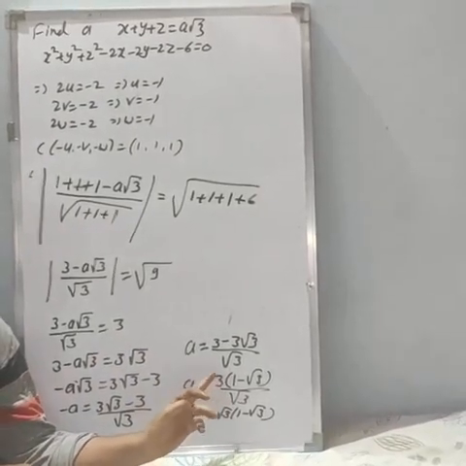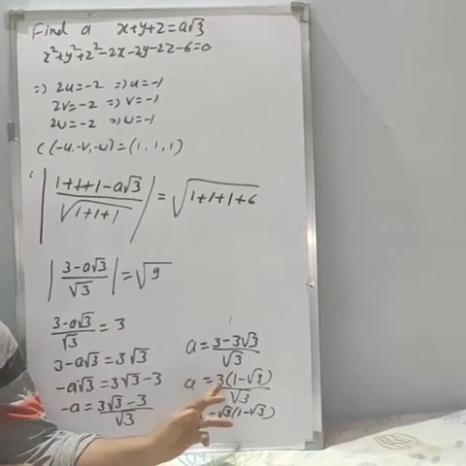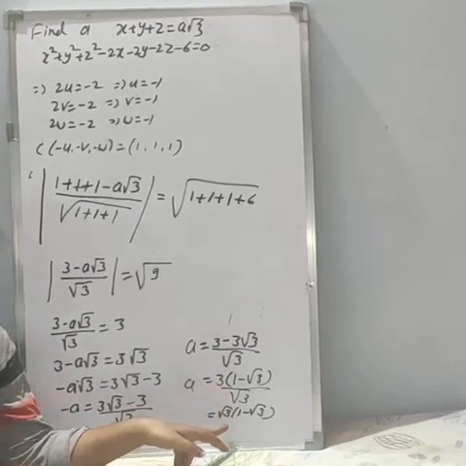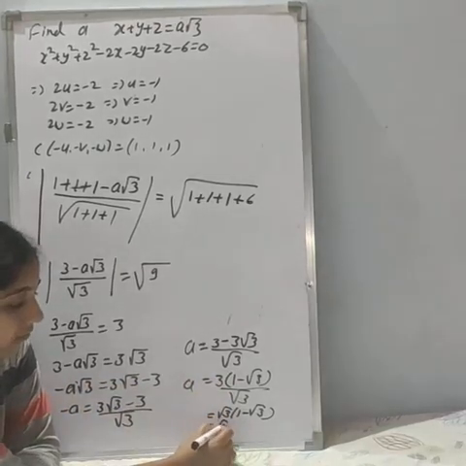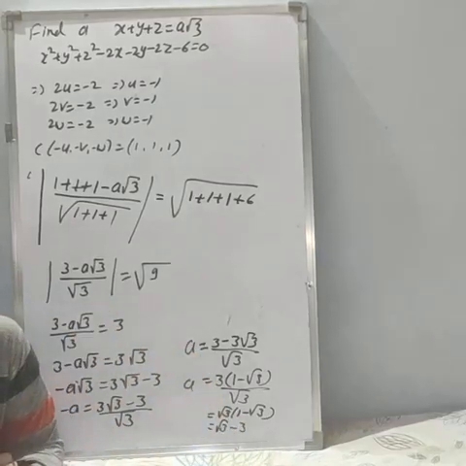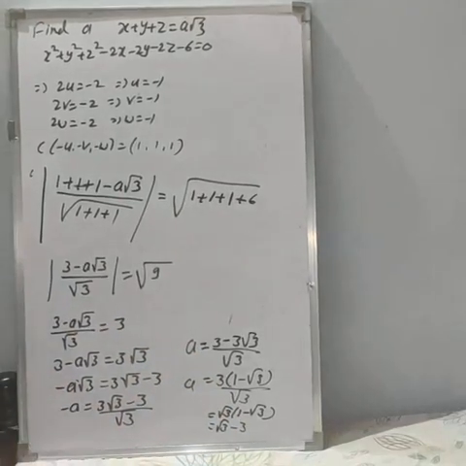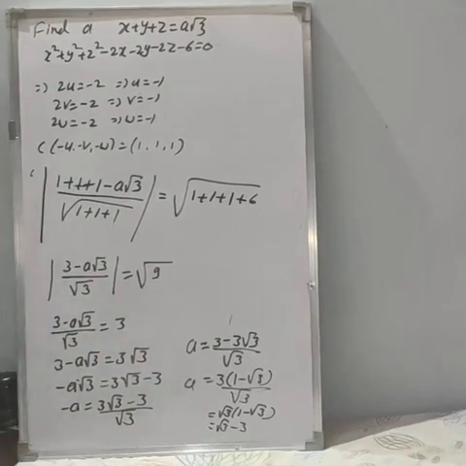Okay, but we know that we can write this 3 as nothing but root 3 into root 3. So we can write this, then root 3 gets cancelled, we remain with 1 root 3. Again if you multiply this inside, what you will get, root 3 minus root 3 into 3 is 3. So you will get the value root 3 minus 3. Or you can stop here only. That is the value of a.